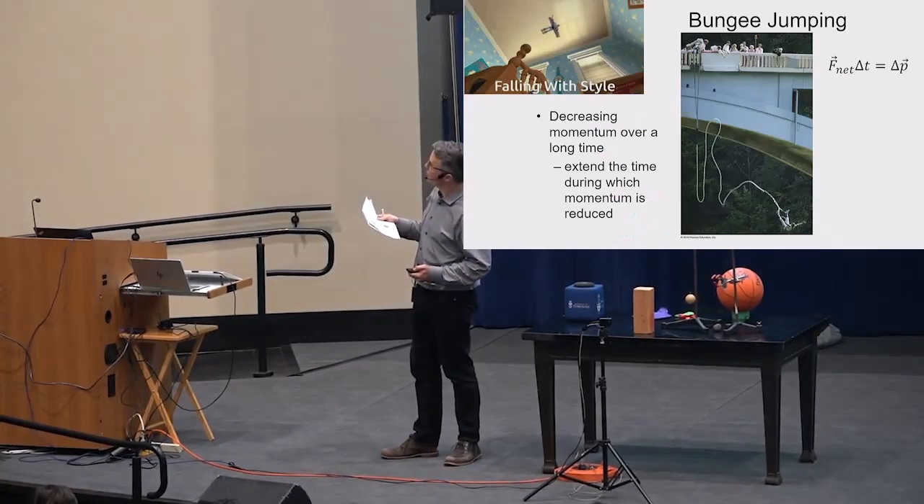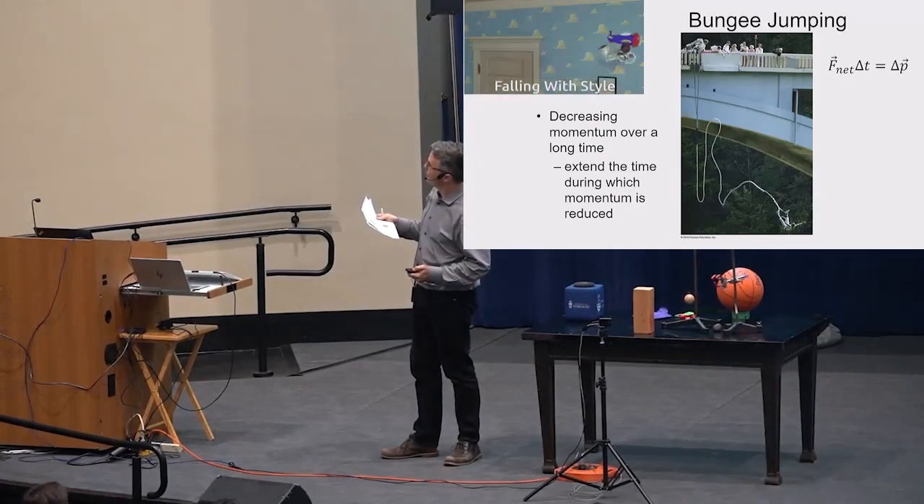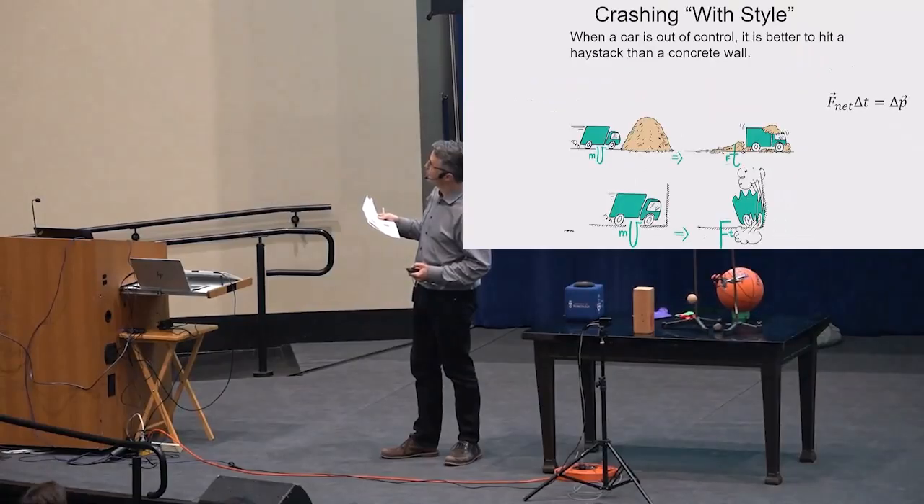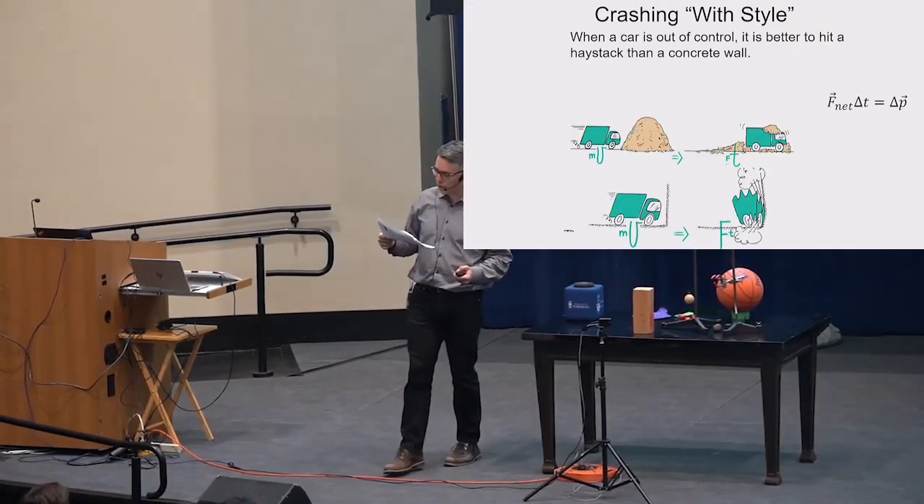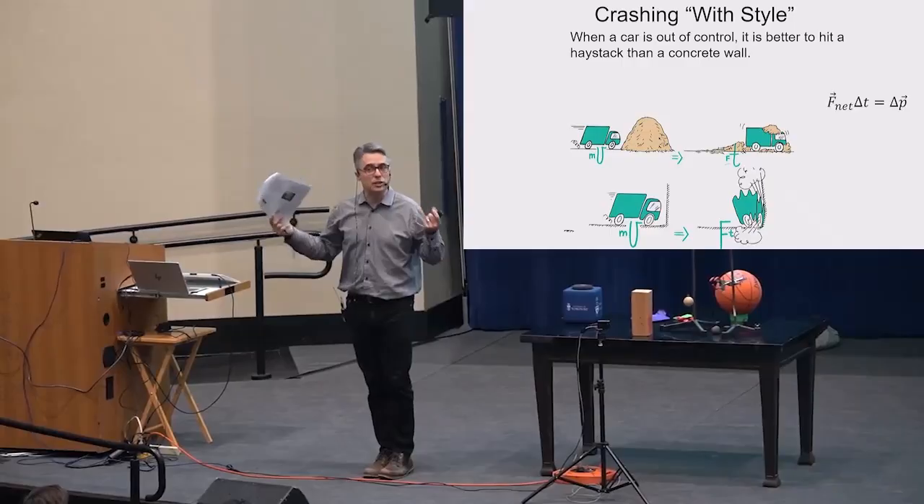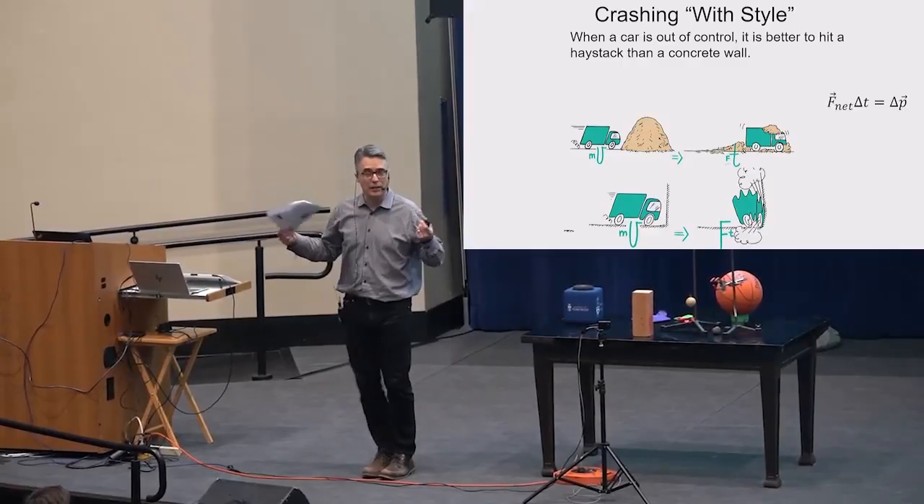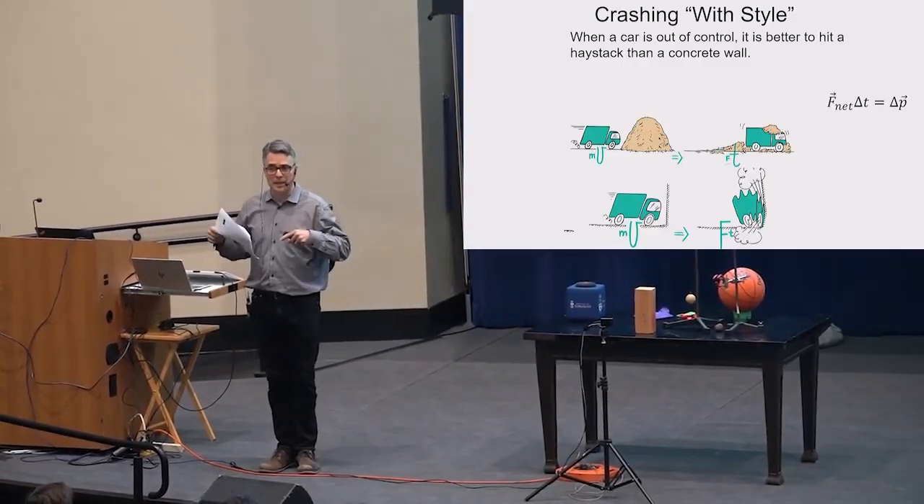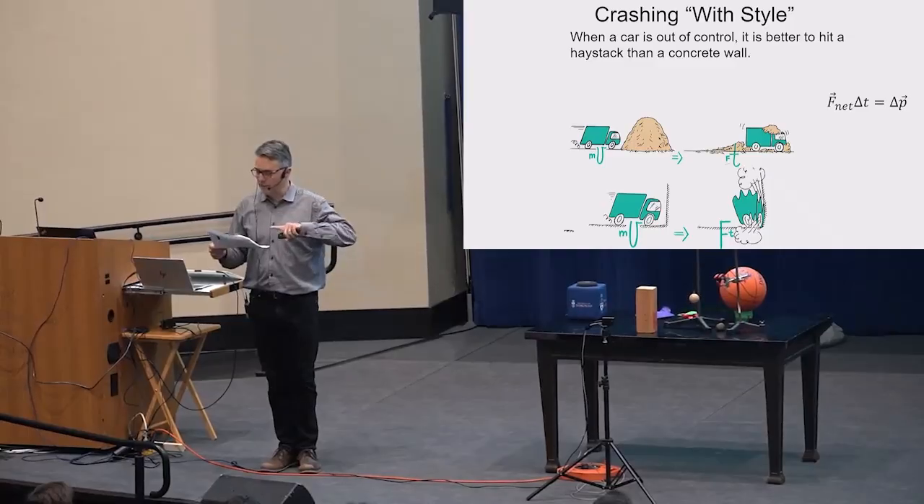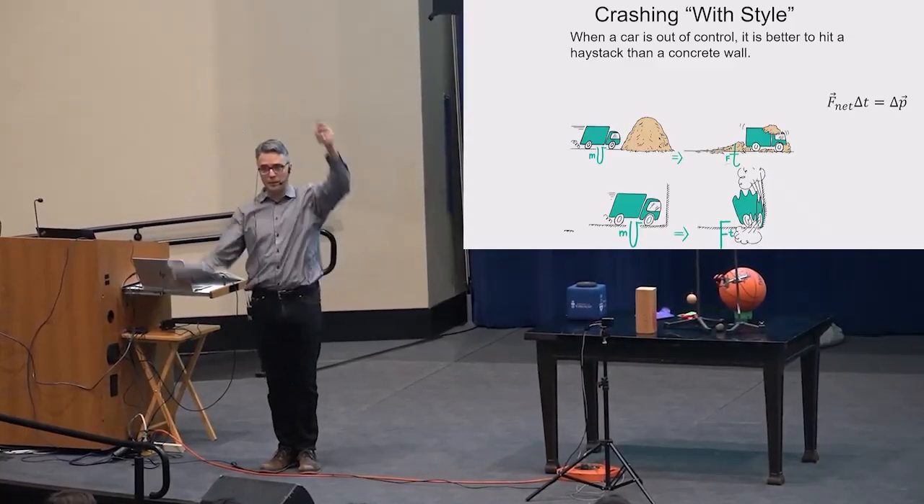Falling with style is what Buzz Lightyear does in Toy Story. So I was thinking about crashing with style. If your car's out of control, going at some fixed initial velocity, and you have to stop, delta P is fixed. But delta P equals F net times delta T. So one could be big and the other could be small.